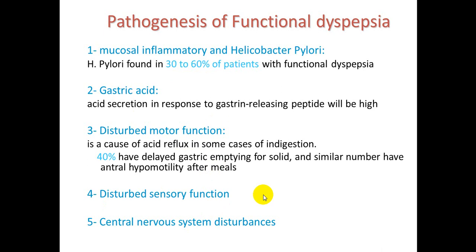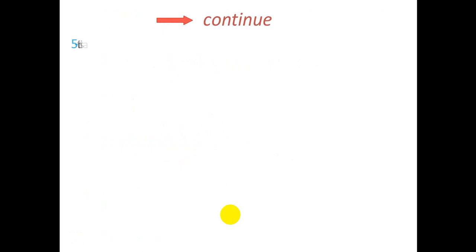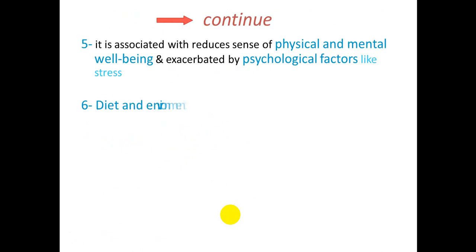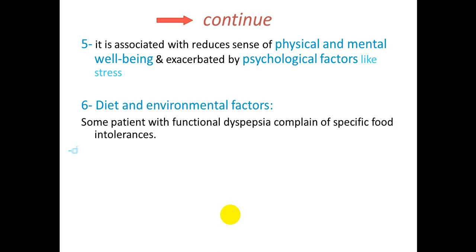Disturbed sensory function, central nervous system disturbance. At the top of the list are anxiety and depression. Other causes of functional dyspepsia are reduced physical and mental well-being, like stress; any severe stressful condition can cause dyspepsia. Dietary and environmental factors: some patients with functional dyspepsia complain of specific food intolerance, like coffee, which induces dyspepsia in about 50% of patients.